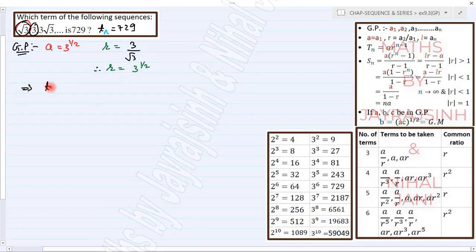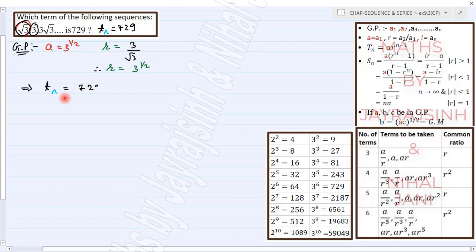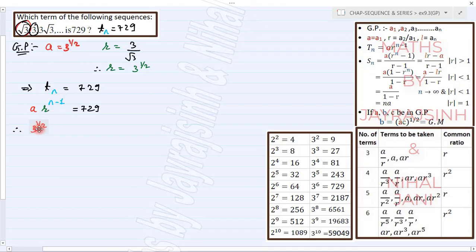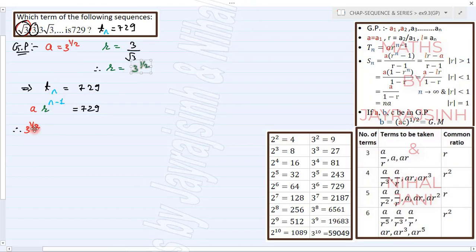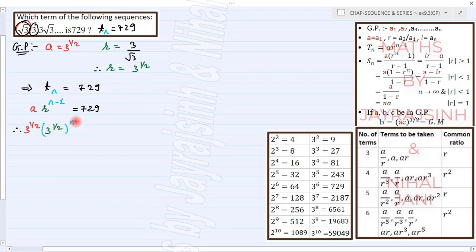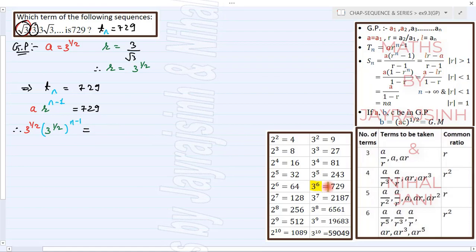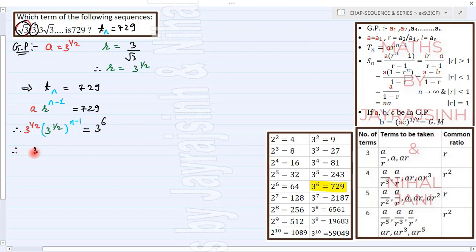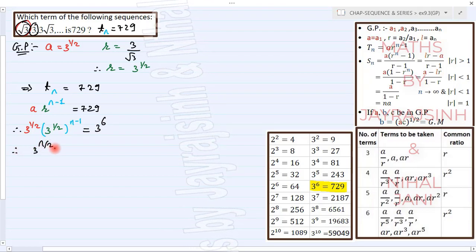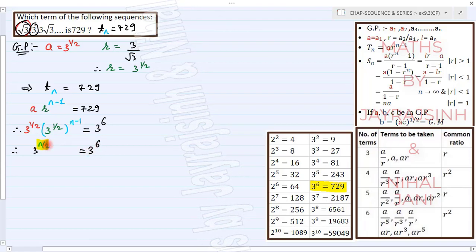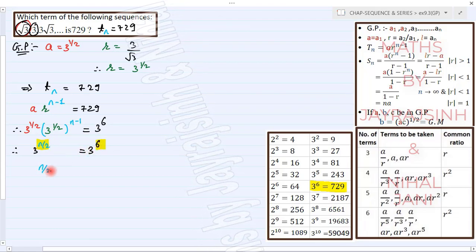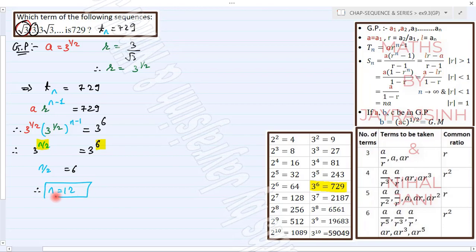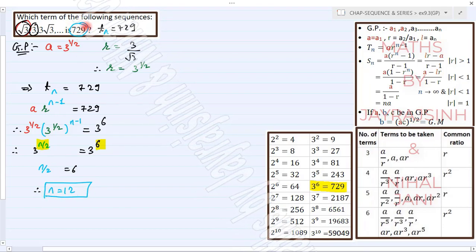Now let's try to find the number of the term using the general formula of the nth term, where a is 3 raised to 1 by 2 and r is also 3 raised to 1 by 2, is equal to 729, which is actually 3 raised to 6. So on the left hand side we will get 3 raised to n by 2 is equal to 3 raised to 6. Just compare the power of 3, you will get n by 2 is equal to 6, or we can say n is 12. So we can say the 12th term is 729.